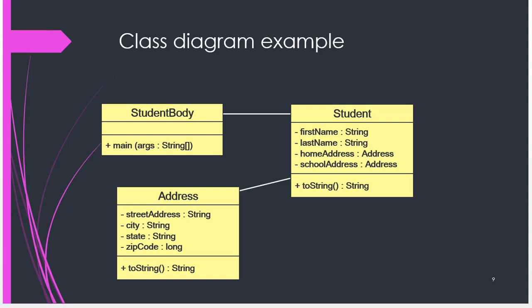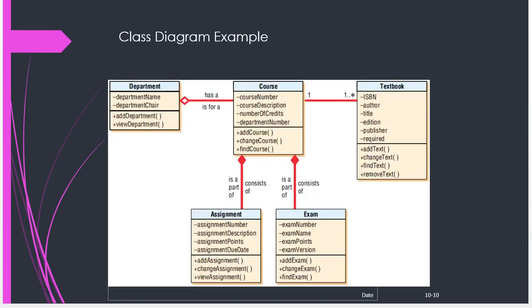Then we also have the address class, which has certain variables of the data type string, and the zip code, which is of the data type long. So we can now see that the connection between these is that the student class has variables, like the home address, whose data type is derived from the class address. So this is showing the connection between our various constructs in our program.